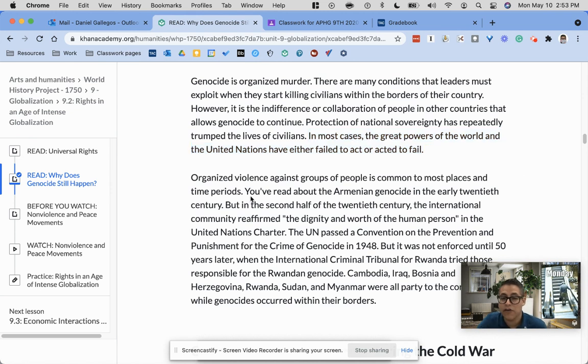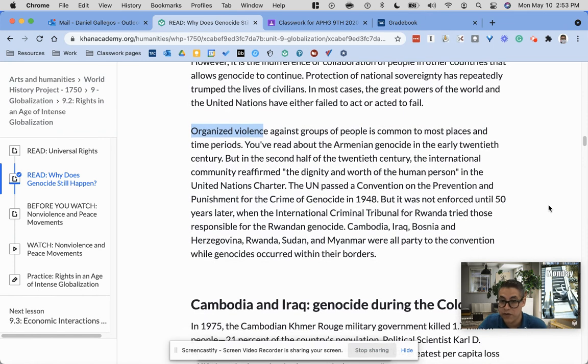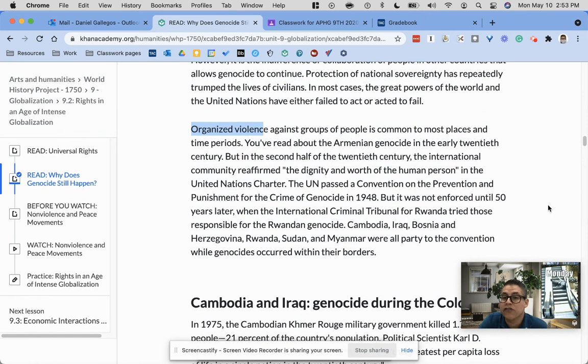So they say finally here, organized violence against groups of people is common to most places and time periods. You've read about the Armenian genocide in the early 20th century, but in the second half of the 20th century, the international community reaffirmed the dignity and worth of the human person in the United Nations Charter. The UN passed the Convention on the Prevention and Punishment for the Crime of Genocide in 1948.